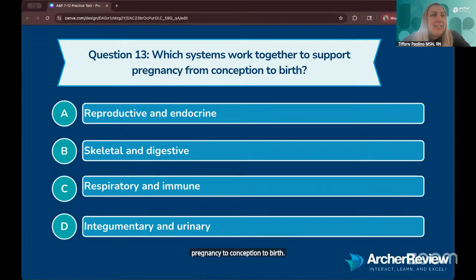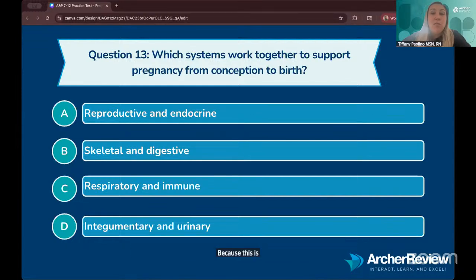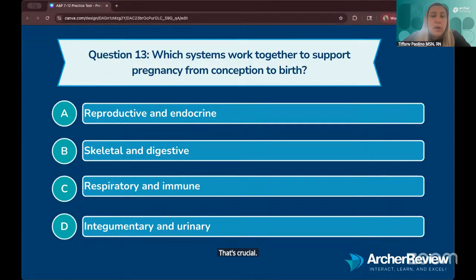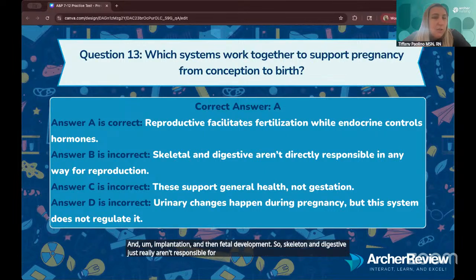Yeah, if you guessed A, you're absolutely correct. Reproductive and endocrine, because this is the facilitation of fertilization and gestation, while the endocrine is all about hormones. That's crucial, especially for ovulation and implantation and then fetal development. So skeletal and digestive just really aren't responsible for reproduction. Okay.